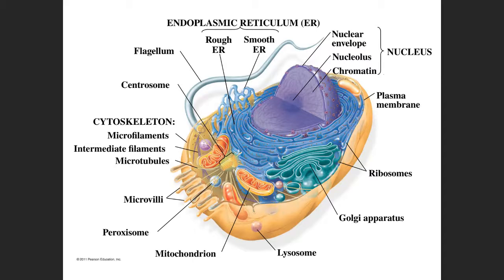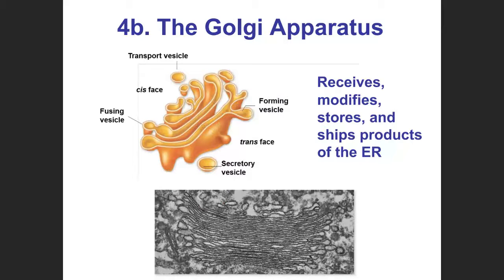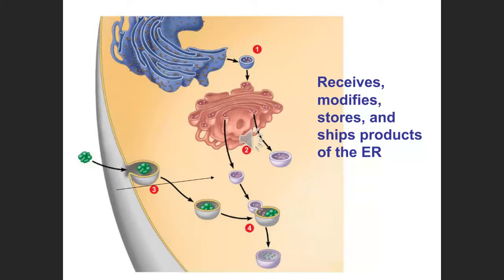So the face that is looking at the nucleus, we call it the cis face. This is the one that will receive vesicles from the endoplasmic reticulum. And this one is the shipping face, the one that will secrete secretory vesicles to go to the plasma membrane, for example, over here. So that's the trans face, and that's the cis face. The job of the Golgi is to receive, modify, store and ship products from the endoplasmic reticulum. So it plays a role like a post office.